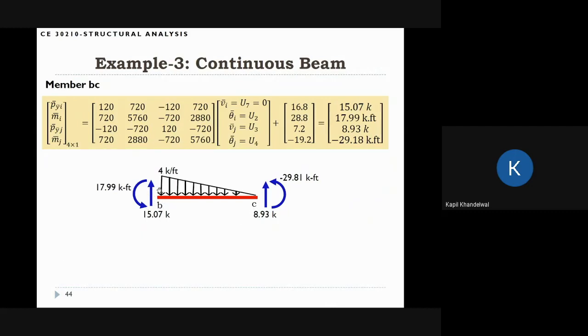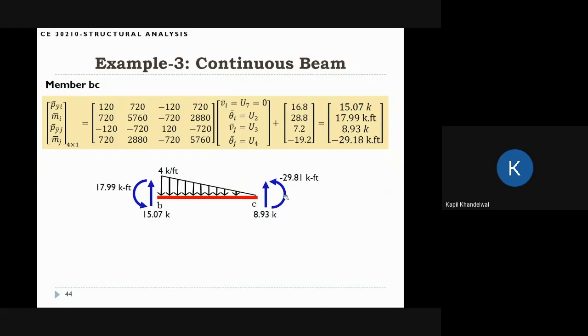If you do the algebra, half of 12 times 4 is 24. And 24 is equal to 15.07 plus 8.93. So the sum of these two vertical forces is 24. These two vertical forces are canceling this triangular distribution of downward acting forces. Okay, so this is showing you the system is under equilibrium.